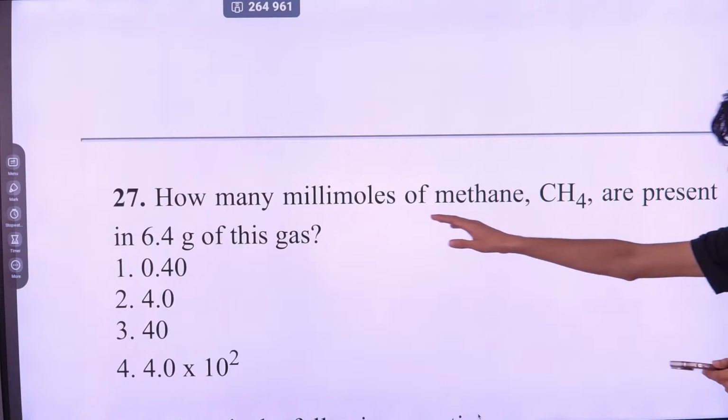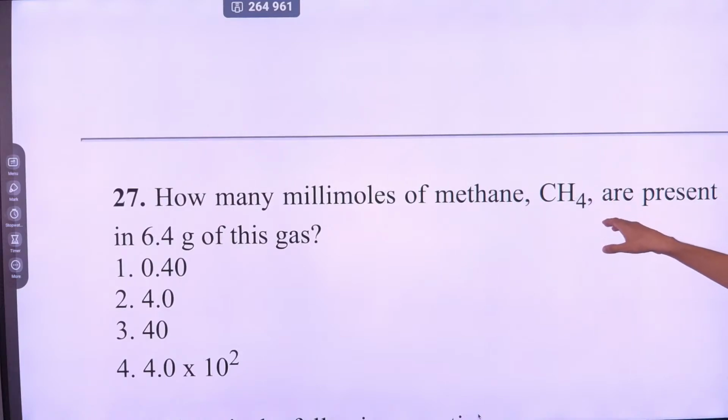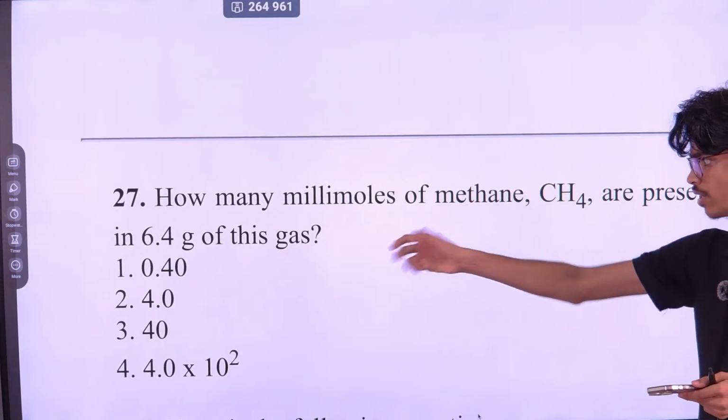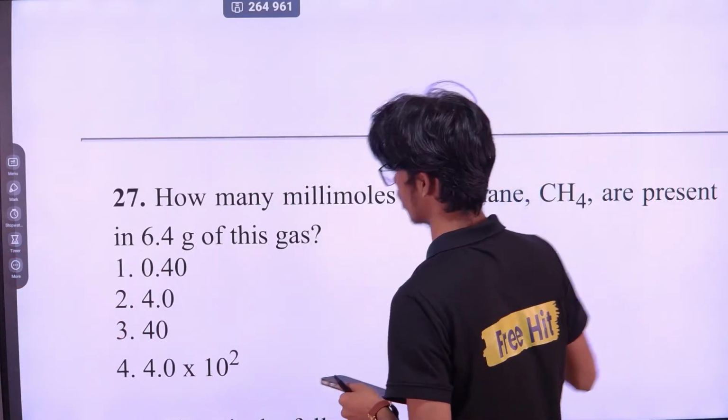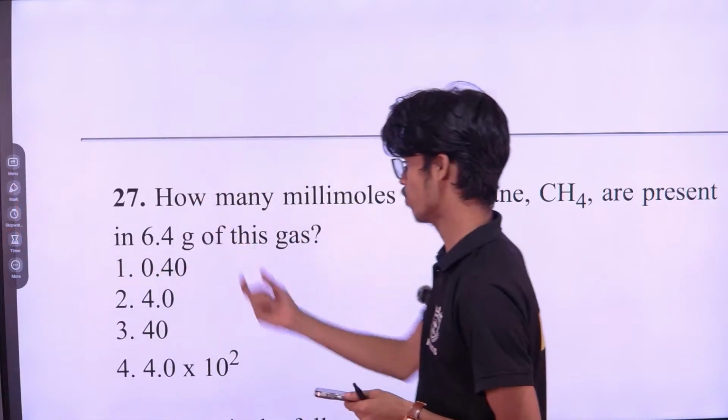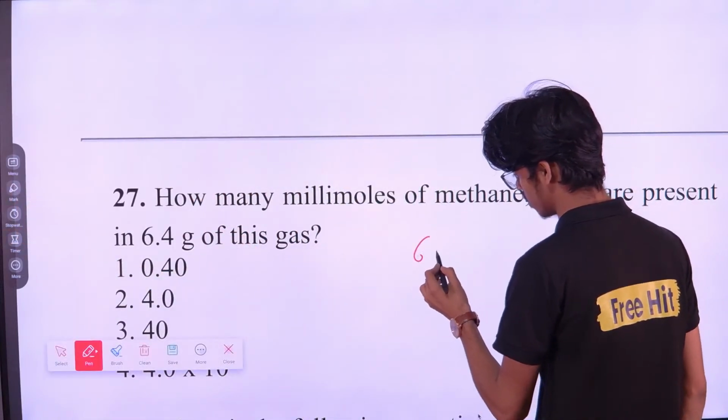How many millimoles of methane CH4 are present in 6.4 gram of this gas? I will not give you time for this question. Why am I pressing the timer button? I should just write it. 6.4 gram, given mass upon molar mass, that's it.